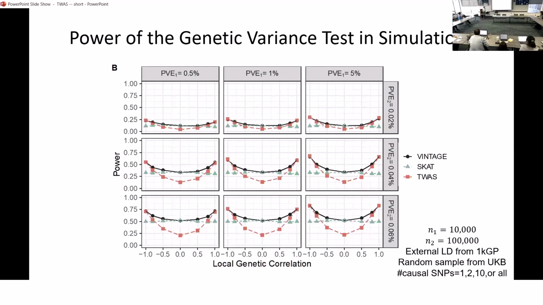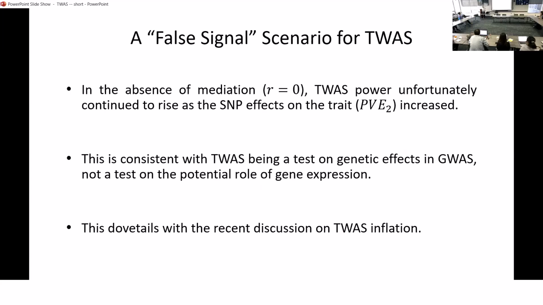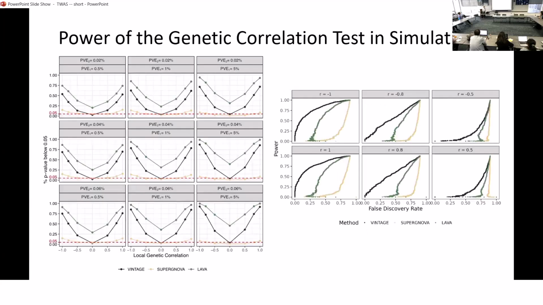Even if the effect is zero, TWAS is going to give you signal. This is expected because, from our framework, you can see that TWAS is really just doing a genetic variance test. However, this is also unexpected because in the entire field, everyone is interpreting the TWAS signal as potential mediation results. So this dovetails with the discussion on the TWAS inflation issues. TWAS tends to give you a lot of false signal in real data sets.